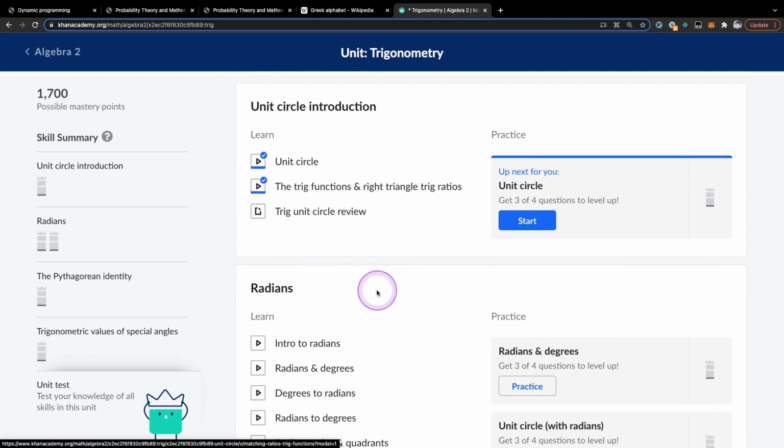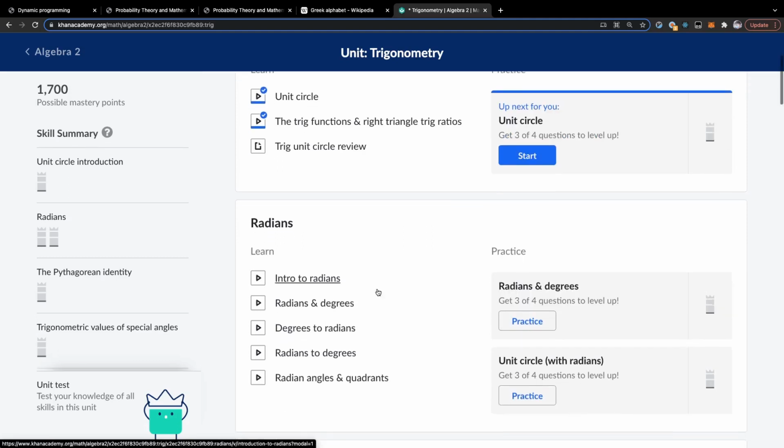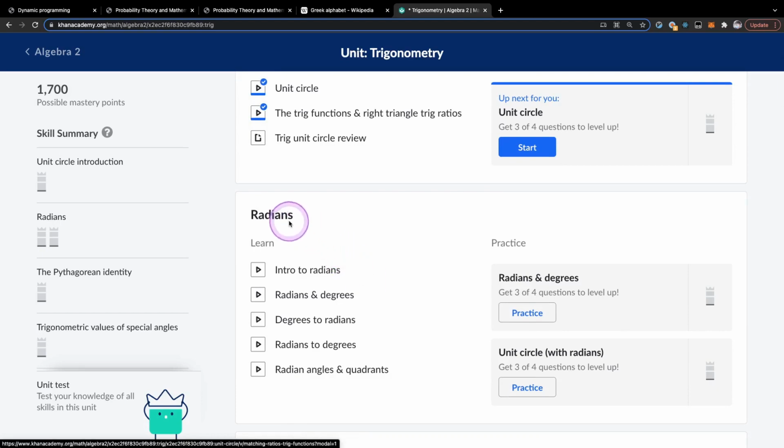The two videos that we just watched are trying to tell us how to define the sine and cosine based on the ratio of two side lengths inside of a triangle. Let me get into the next one, radians.